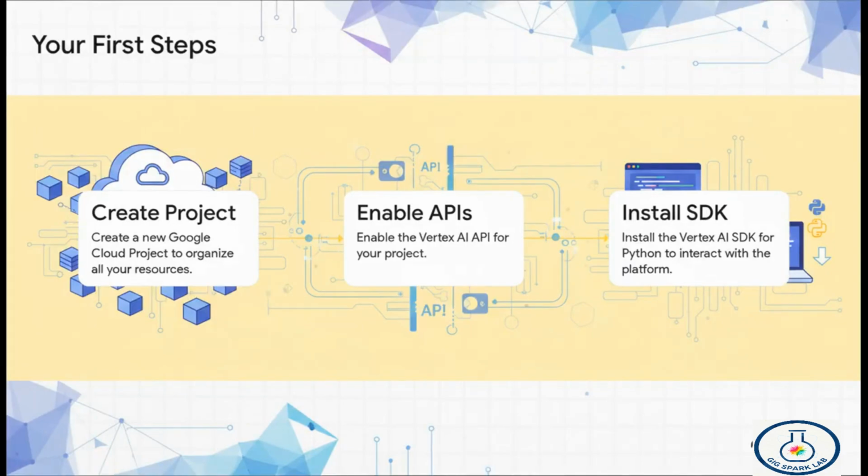First, you'll spin up a new Google Cloud project. Then you just have to enable the APIs you need, most importantly, the Vertex AI API. And finally, you'll install the Python SDK, because that's how you're going to talk to everything from your code.